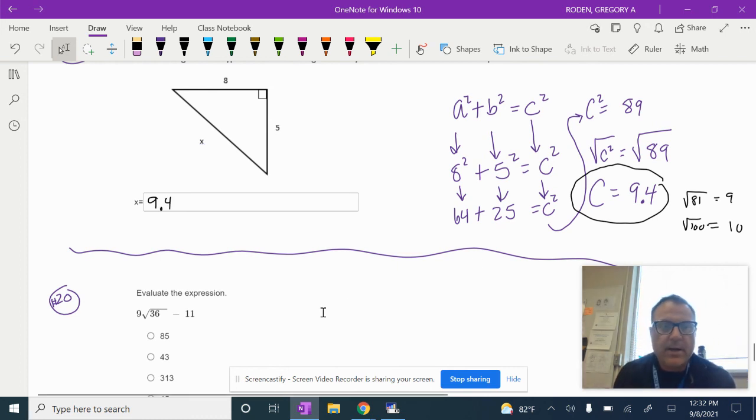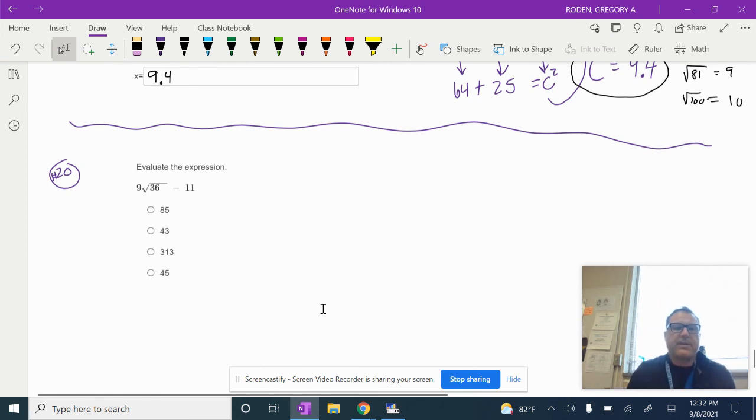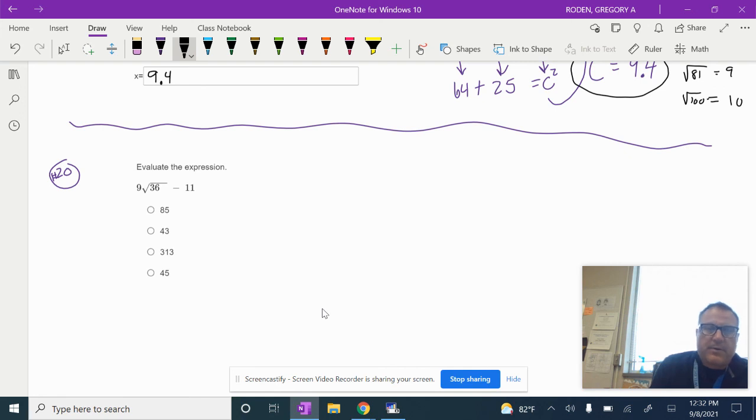Okay. All right, the last one, here we go. Number 20 says, evaluate this expression. Well, the first thing I want to do is simplify any fractions. Nope, no fractions. Now the next thing I want to do is take square roots. Okay, well, the square root of 36 is 6. So this is 9 times 6 minus 11. Remember, all I did is just take the square root of 36 and got, in this case, 6. Square root of 36 is 6.